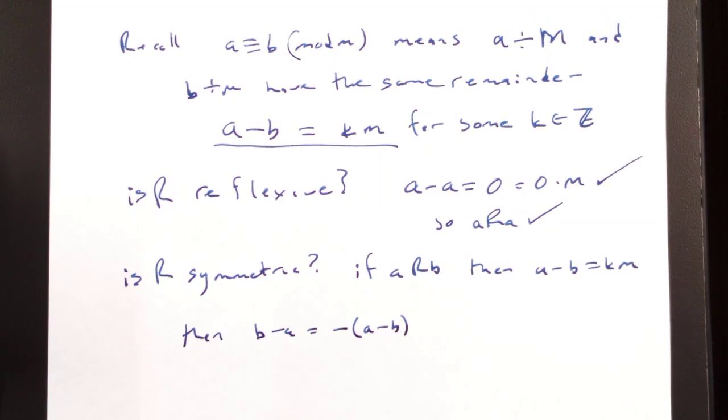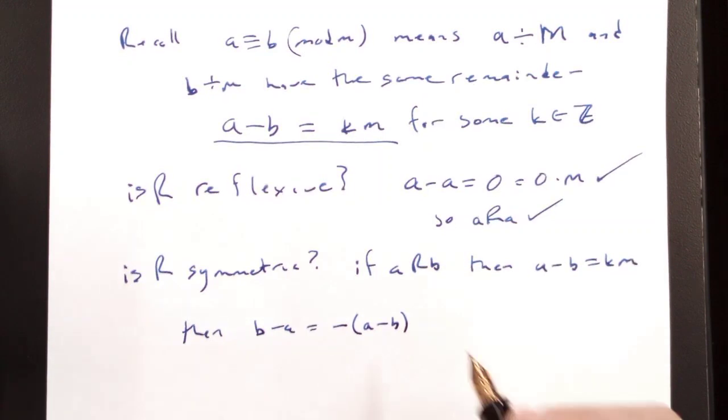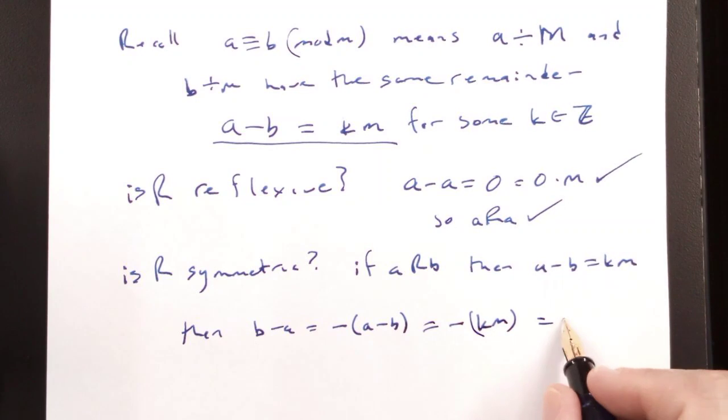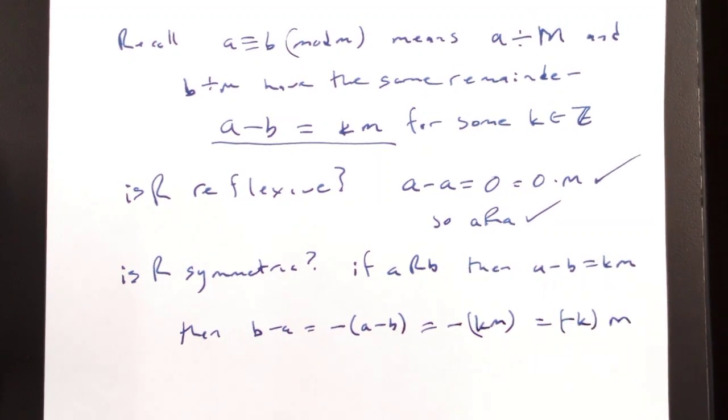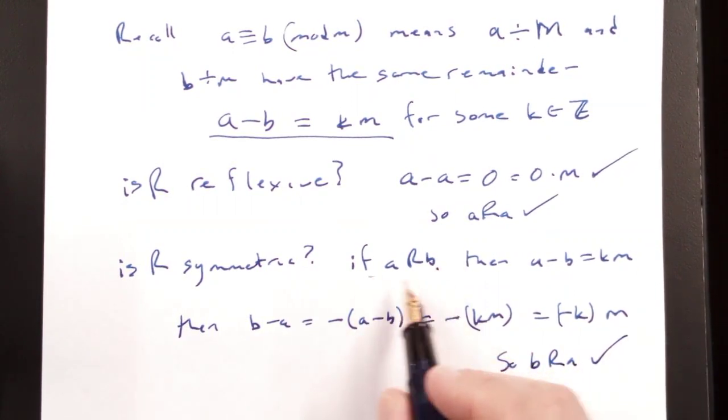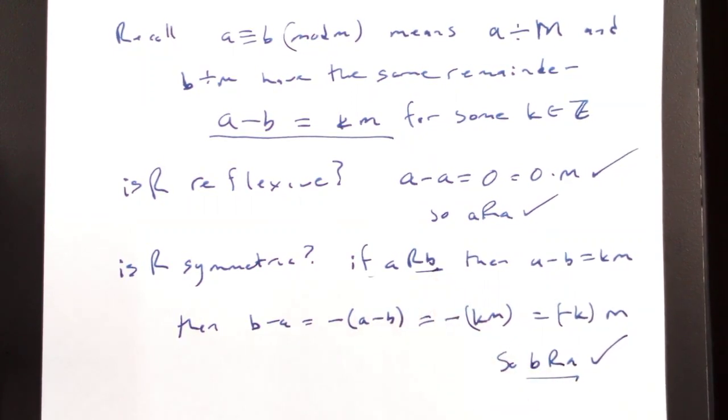Isn't that a true sentence? To get from B minus A to A minus B, multiply by -1. Isn't that a multiple of m? It's the negative of the previous multiple, but that's still a multiple of m, and this is still an integer. Yay, it satisfies our underlying definition. So B is related to A. I started with A is related to B. I got B is related to A. That's what symmetry means. I'm thrilled.